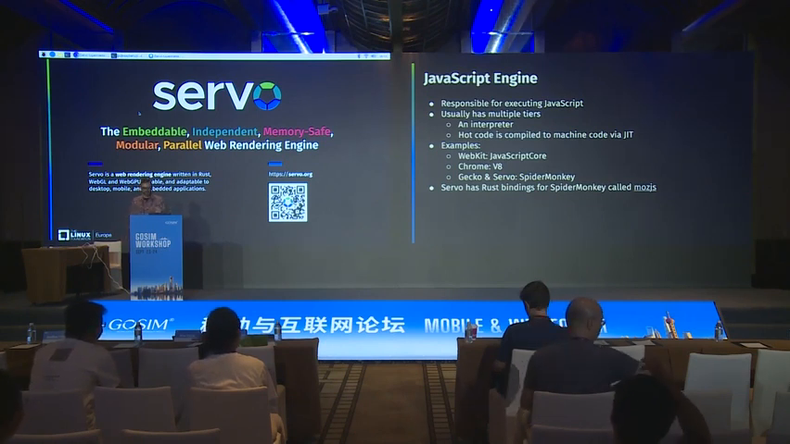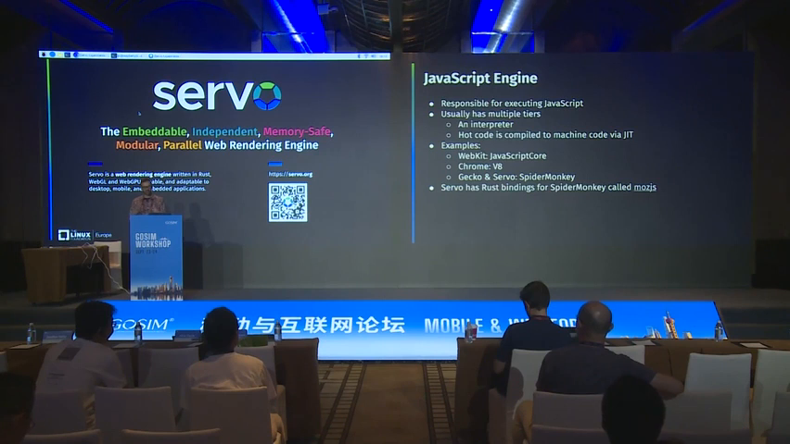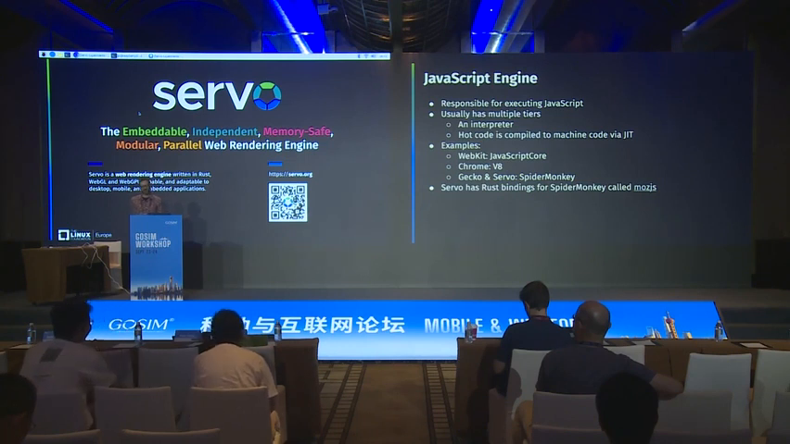And I told a little lie earlier when I said that Servo was written in Rust. It is written in Rust. Right now, the JavaScript engine is SpiderMonkey, which is written in C++. So a browser is complex, and even a project like Servo will at times use C++ code.